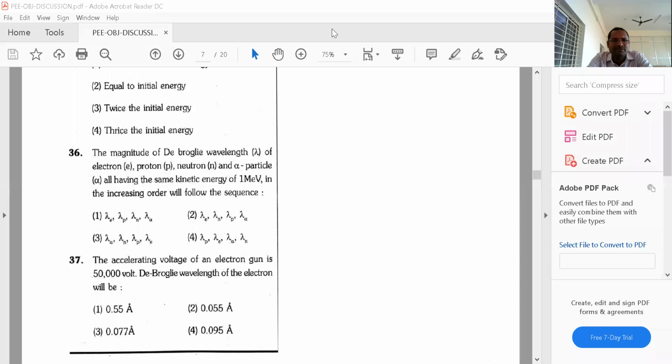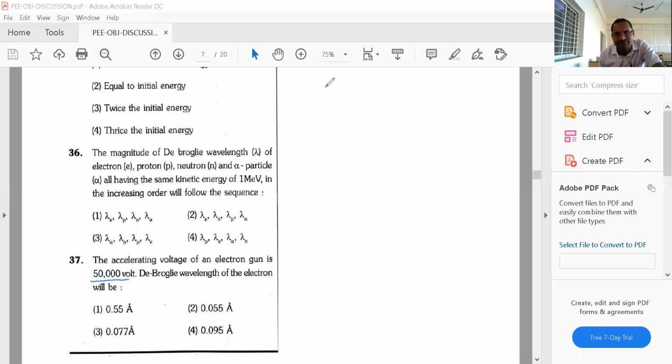See, question number 37 is there now. 36 is over in yesterday's class. So what have they given in question number 37? The accelerating voltage of the electron gun is 50,000 volt. Then the de Broglie wavelength of the electron.